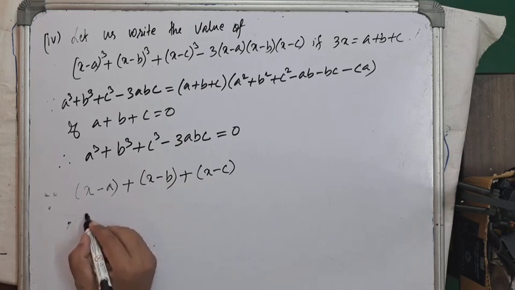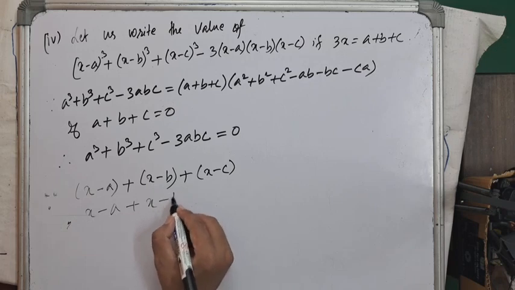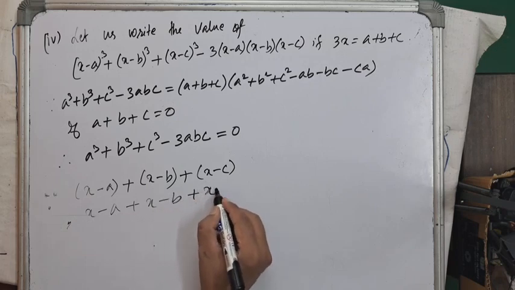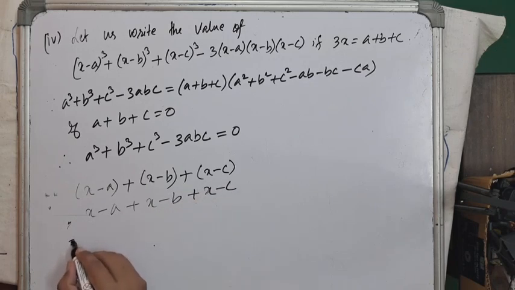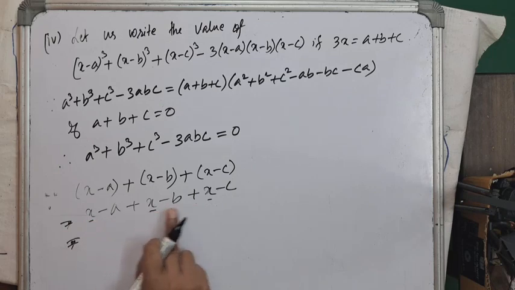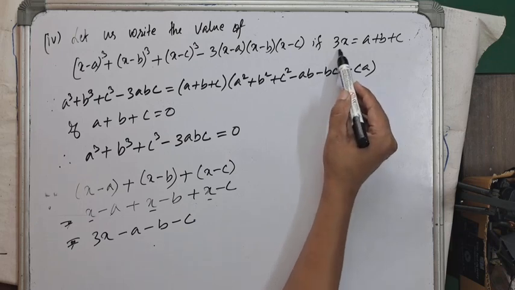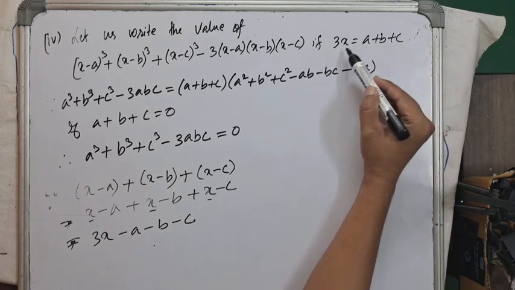Or this is x minus a plus this is x minus b plus this is x minus c, equal to x, 2x, 3x. So 3x minus a minus b minus c, isn't it? Now we have 3x equal to a plus b plus c. This is the given condition. 3x equal to a plus b plus c, isn't it?